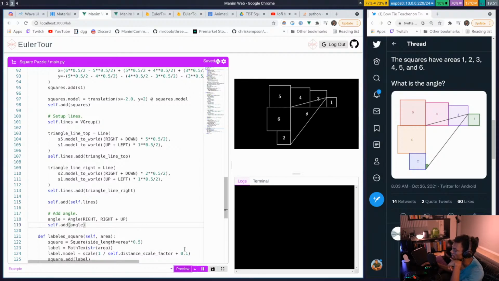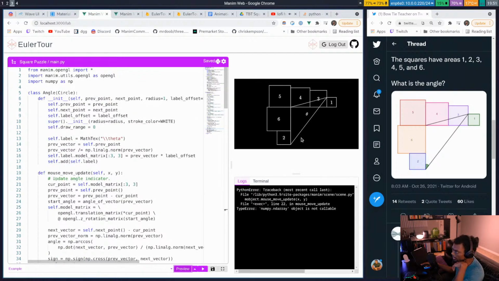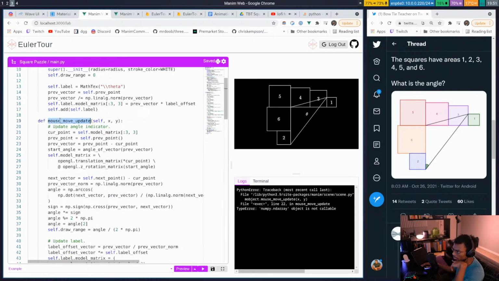Okay, so I think this is doing what I expect. I think. Oh yeah, because it's just the circle. So this does make sense that it doesn't appear here. It's automatically doing mouse move update, which I don't understand. Oh, that's called from scene. Interesting. I don't know how I feel about that now. Well, I guess it makes sense that it would automatically call mouse move update.